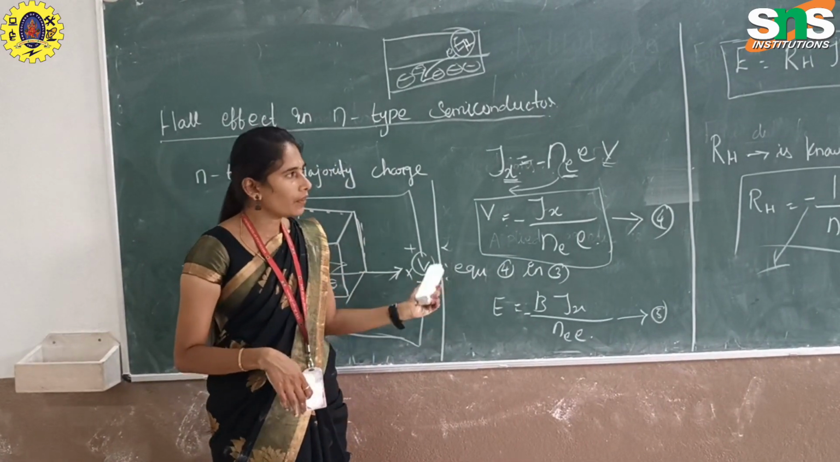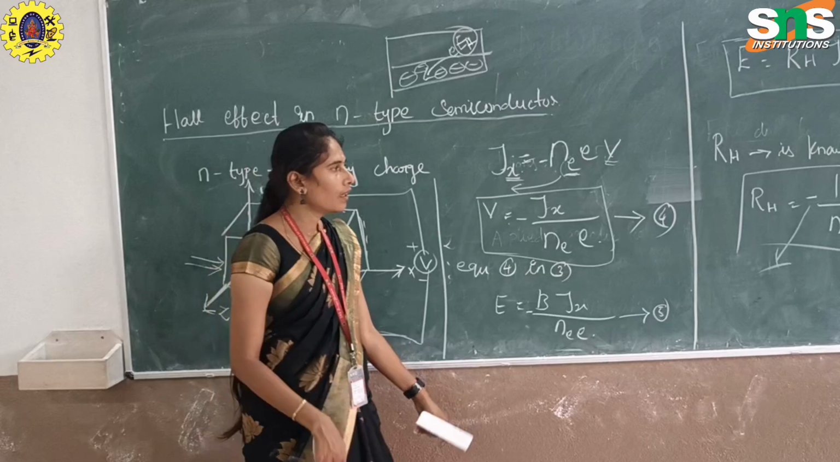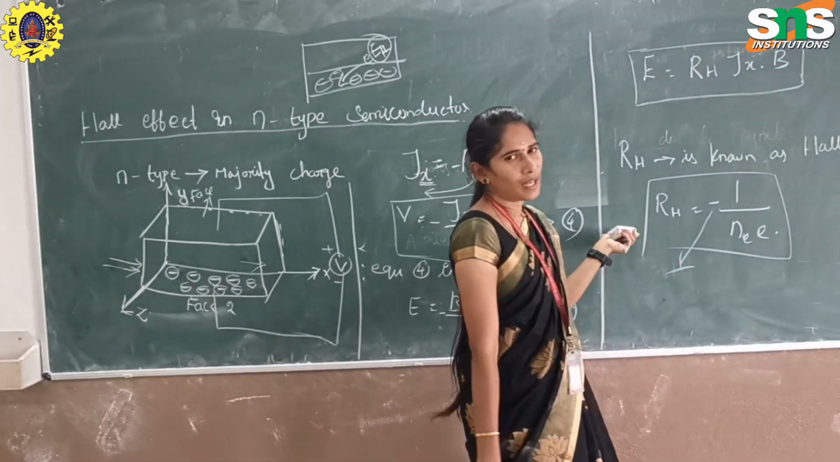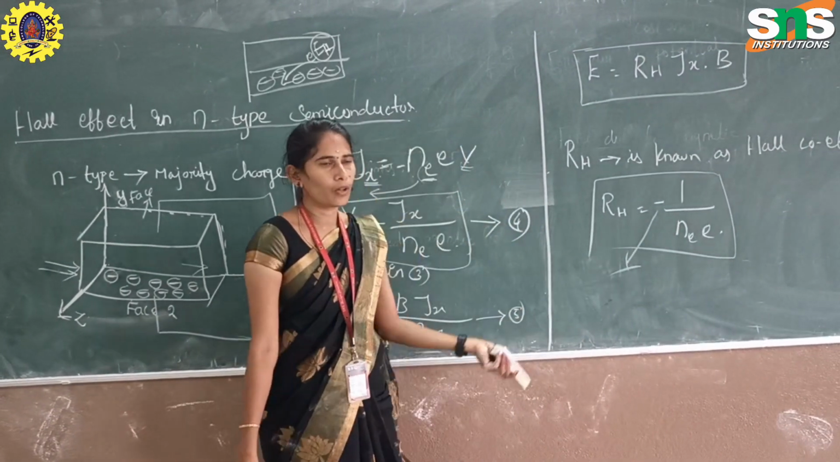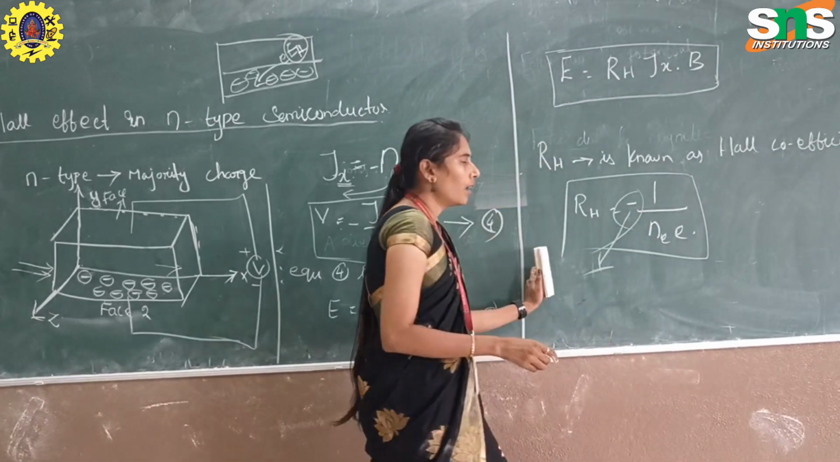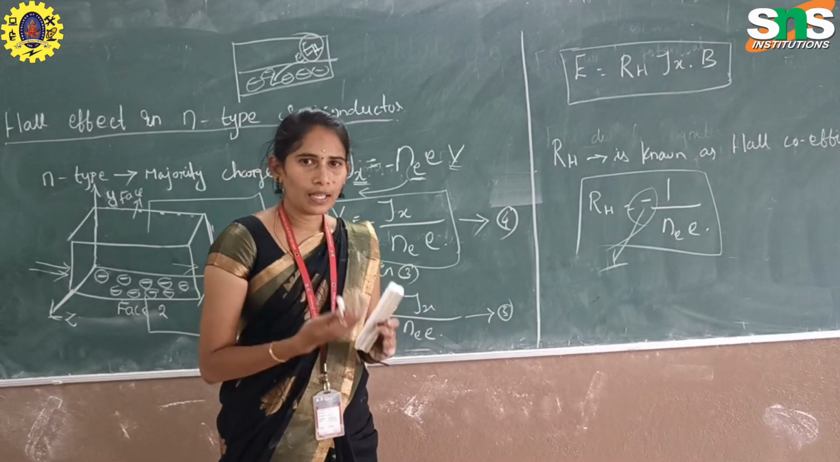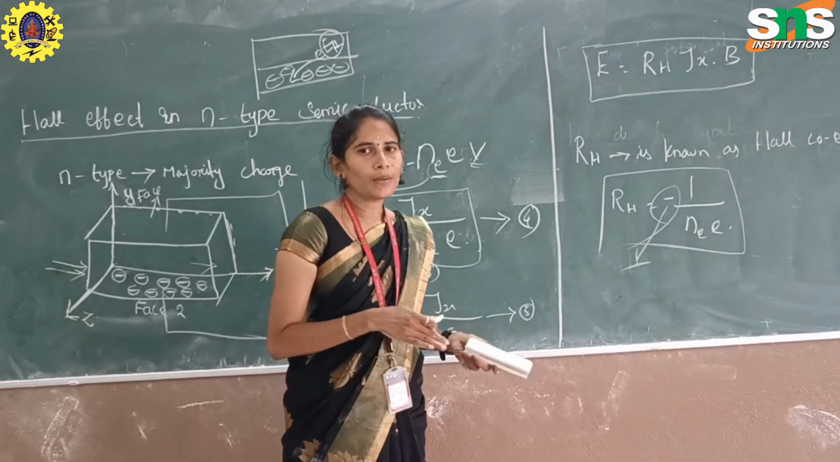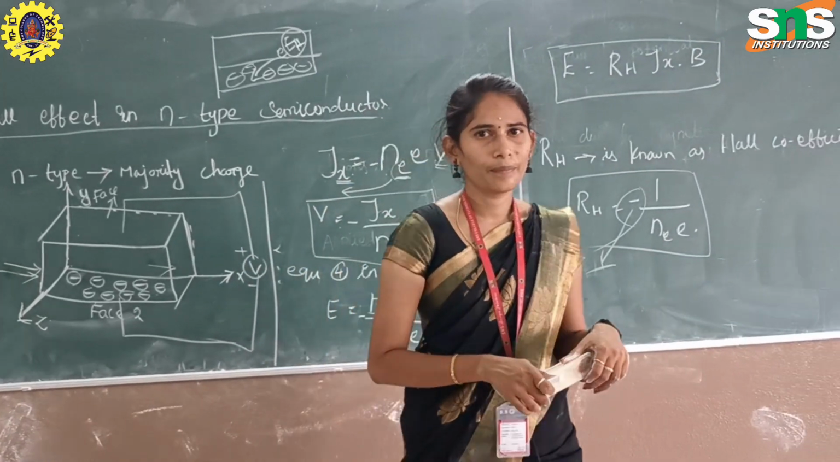And then finally we calculate the Hall coefficient. That Hall coefficient is nothing but the RH value. RH is equal to minus 1 by Ne. This negative symbol means the potential is always created in the negative y direction. Okay, thank you.